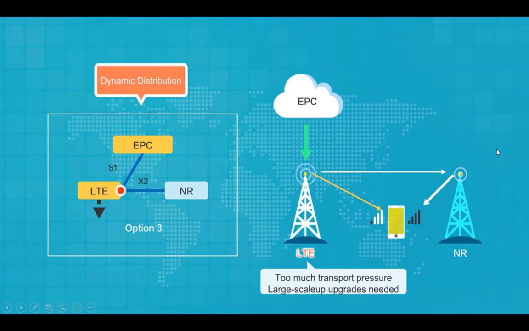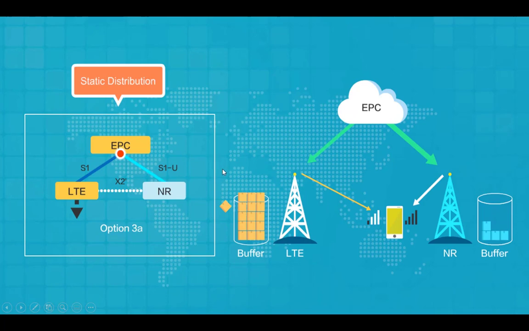Here we have dynamic distribution like EPC, LTE, you know, the LTE services for the 4G and NR services for the 5G. You can see here is a user and here is an LTE network and here is the NR network. You can say here is 4G network and here is 5G network. You can clearly see in the picture the 4G network is dropping the signal, but the 5G network has a completely strong signal. Too much transfer pressure, large scale upgrades are needed. And what is static distribution?